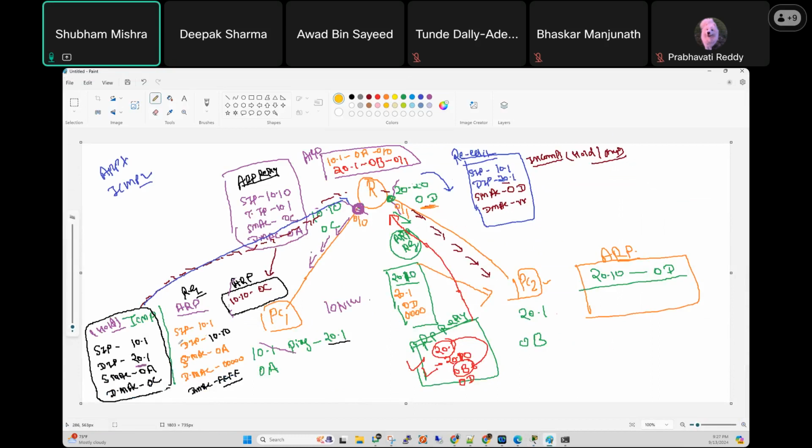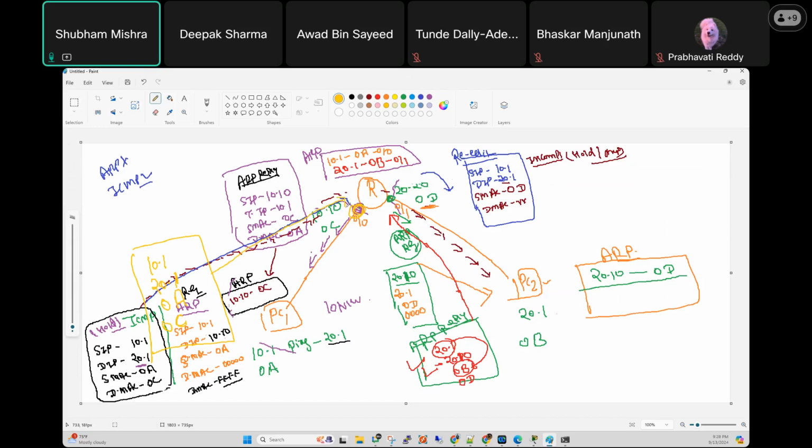Now PC number 1 is sending which packet? ICMP packet. In this ICMP packet, what is the source IP address? 10.1. What is the destination IP address? 20.1. What is the source MAC address? 0A. What is the destination MAC address? The default gateway MAC address, that is 0C. PC number 1 forwards this packet towards the router.